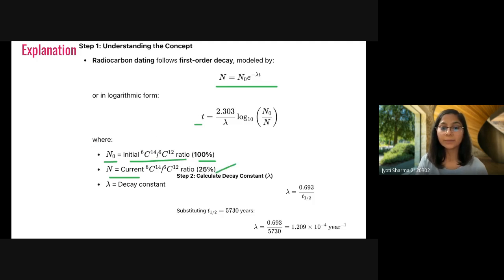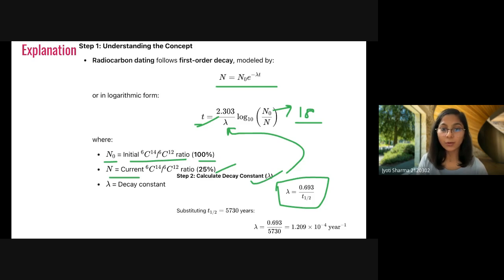Okay, and then we have the decay constant. Half life is already given, so from that half life you can calculate the decay constant. And once you have the decay constant, you can put it into this, and you have the value of N₀. This N₀ is nothing but 100, and this N is nothing but 25. And so this is how you can calculate the t.